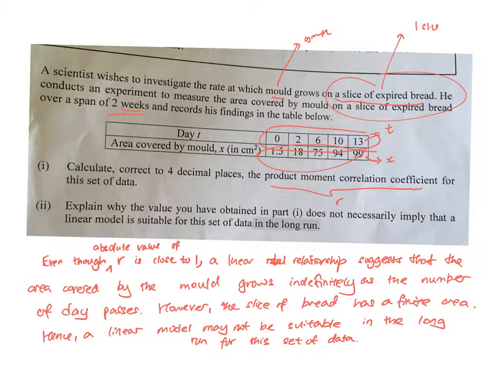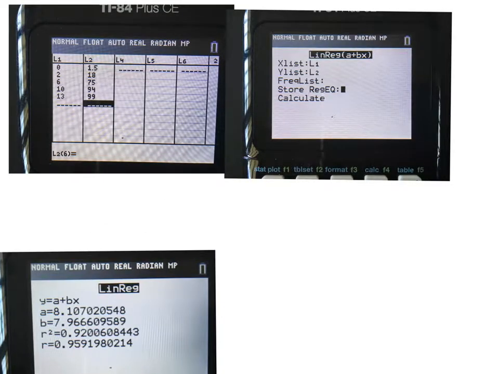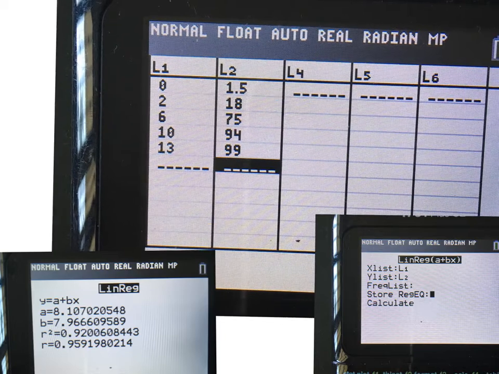Okay, so that is the explanation for part 2, because here we must remember that the constraint is that we are looking at only one slice of bread, not infinitely many slices. Then the area will grow, but eventually it will stop because we only have one slice which has a finite area. Right, so for list 1, I'm going to key in list 1 consisting of t and list 2 consisting of x.